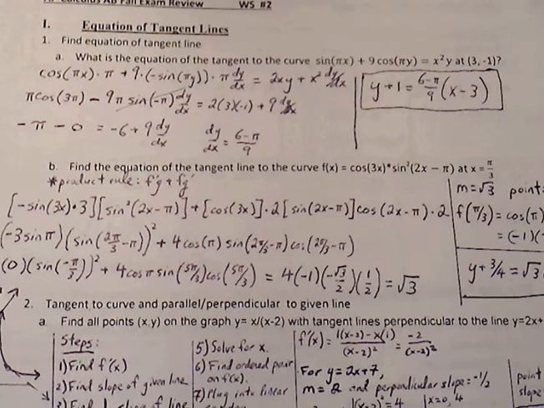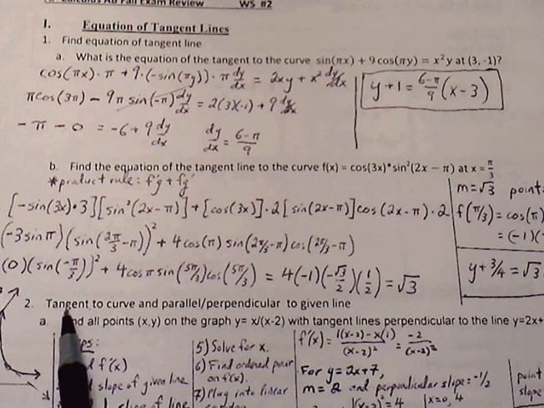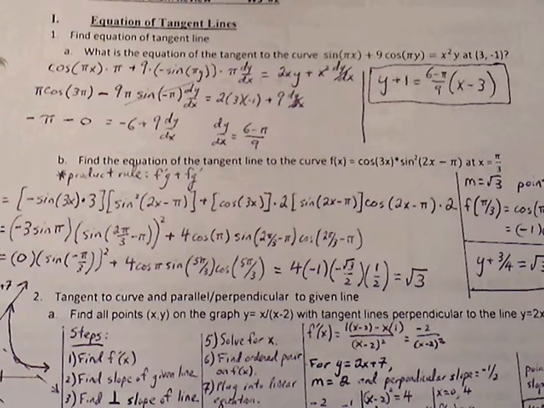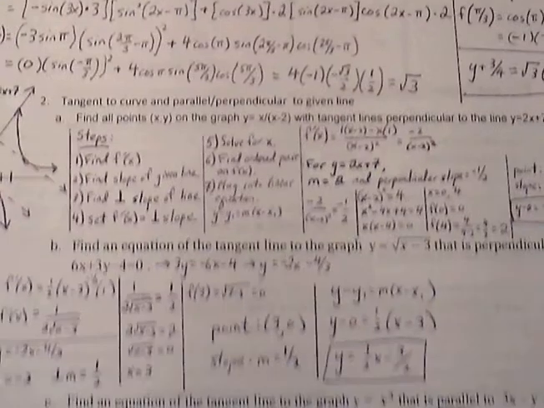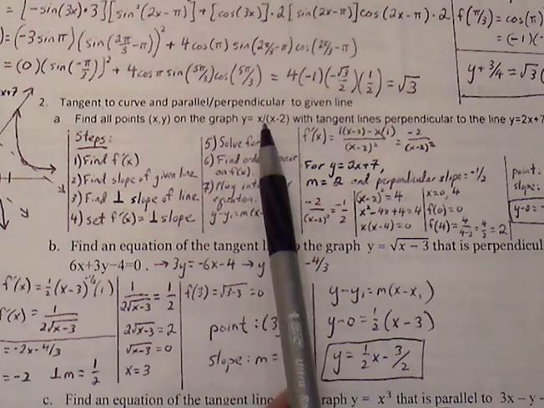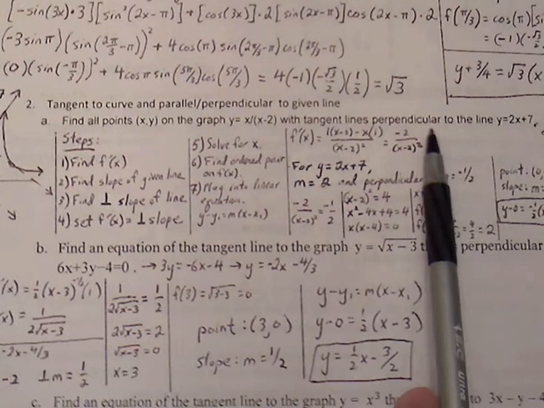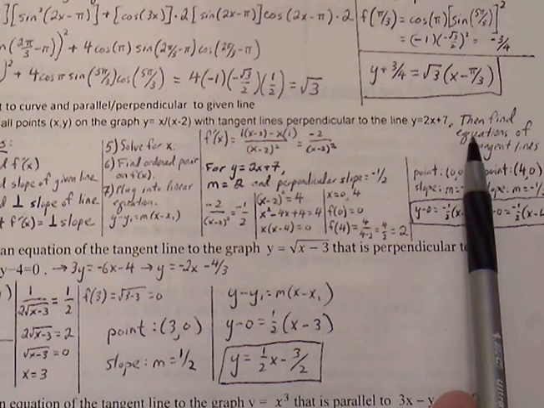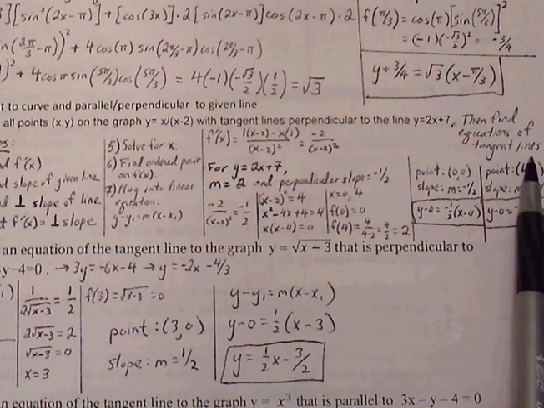Okay, number 2. These are problems that deal with a tangent to a curve and parallel or perpendicular to a given line. So for part A, find all points x on the graph of x over x minus 2 with tangent lines perpendicular to the line y equals 2x plus 7. And then after that, the next part is to find the equation of these tangent lines.